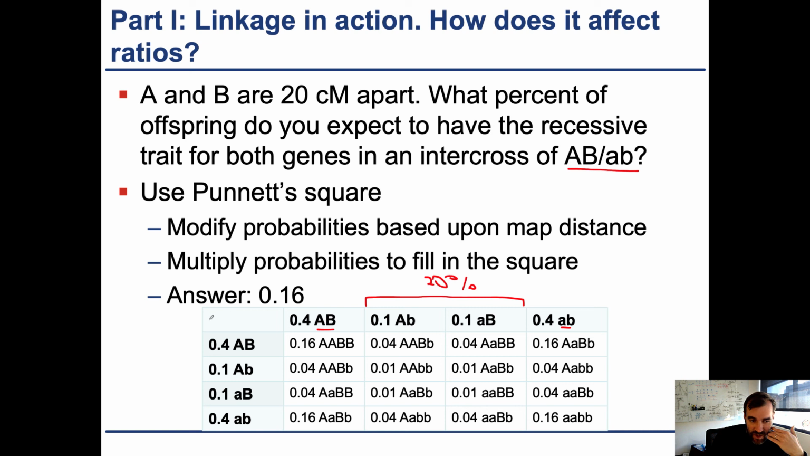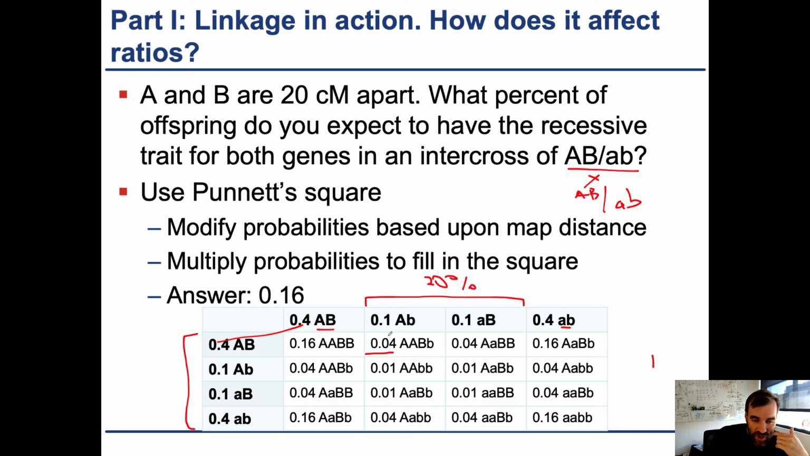And because it's an intercross, this side of the square would be the same, because it's a cross between 2 individuals that are heterozygous. So on this side, 40% of the time this gamete is produced, 10%, 10%, 40%. Now to fill in the square, we simply multiply these numbers together. So 0.16 equals big A, big A, big B, big B. 0.1 times 0.4, so 0.04 here. And if we add up all of these numbers, they'll still add up to 1.